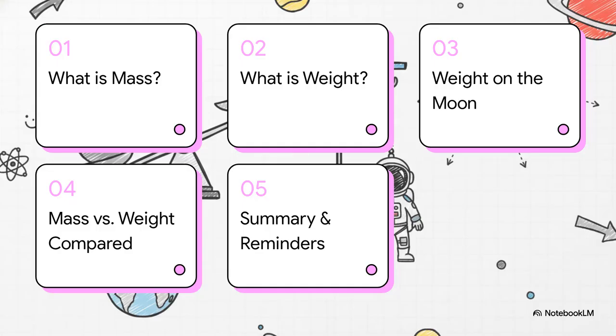So here's the roadmap for our lesson today. We will start by understanding what mass is. Then we will move on to what weight is. After that, we'll take a little trip to the moon to see how weight can change. We'll compare mass and weight side by side, and finally, we will summarize everything with some key reminders. We will build our concepts step by step to make sure everything is perfectly clear.